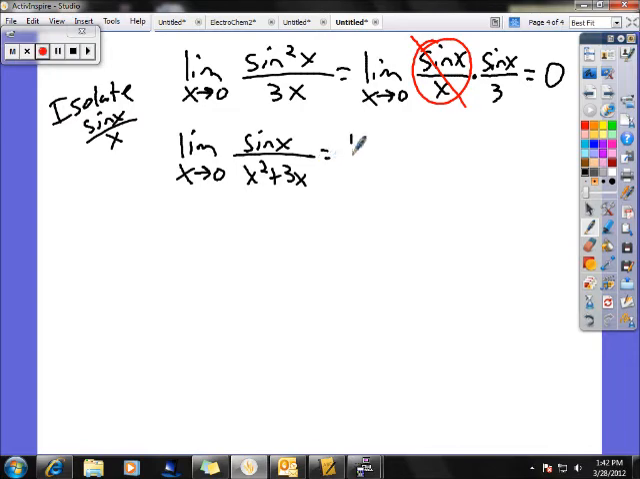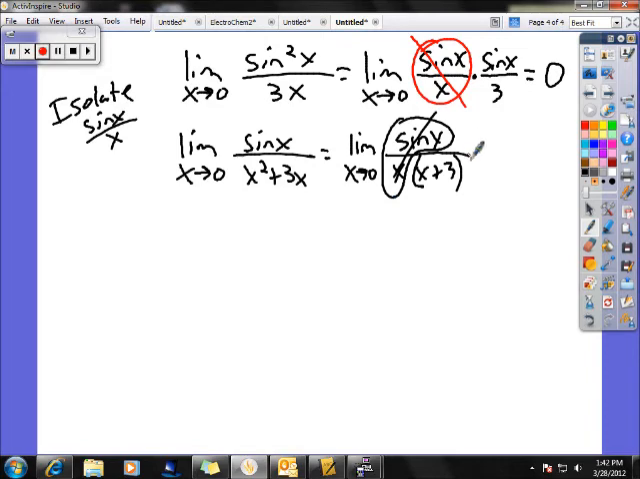So that's the same thing as the limit as x approaches 0 of, we're going to factor an x out of the bottom, so sine x over x times x plus 3. And now here is our sine x over x, so that cancels. What's left on top here? There's a 1 left on top. So there's still 1, and then we can plug in our 0 for the x, and so we get 1/3 there.